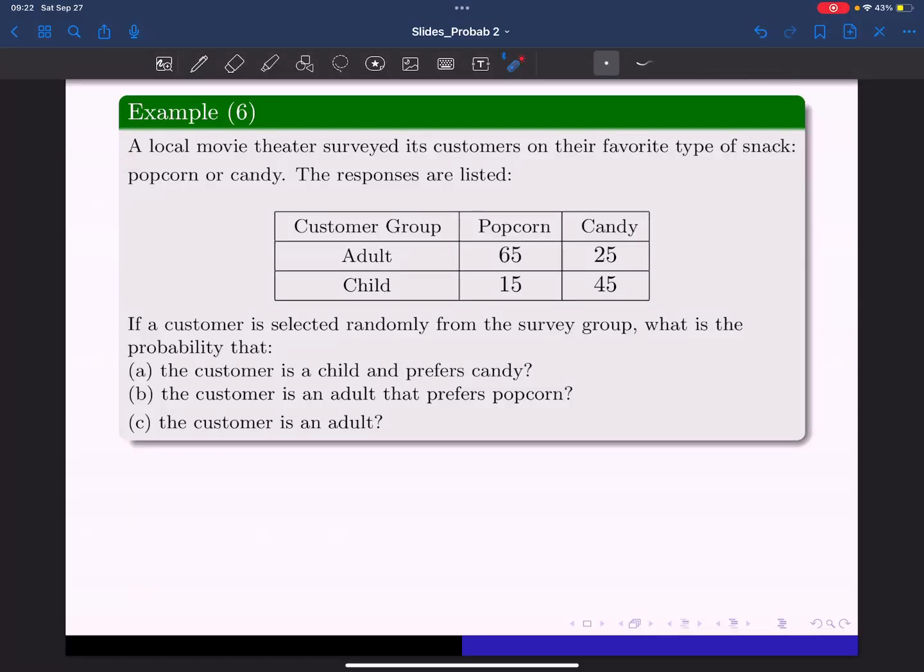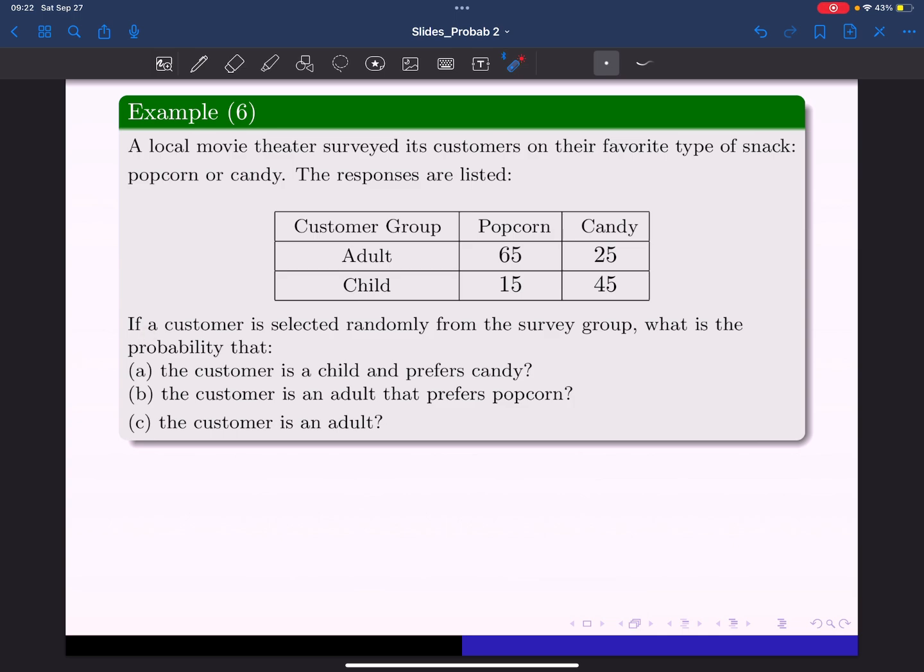Example 6. A local movie theater surveyed its customers on their favorite type of snack, popcorn or candy. The responses are listed below. 65 adults said that they prefer popcorn, and 25 said they prefer candy. For children, 15 said they prefer popcorn, and 45 said that they prefer candy.